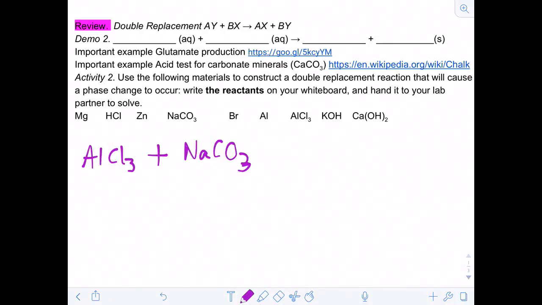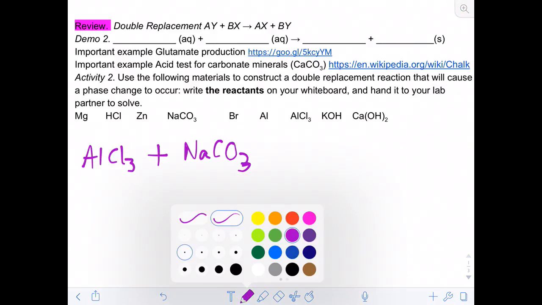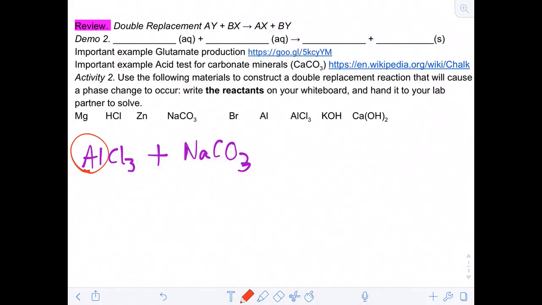The aluminum and sodium. Nice. All right. So aluminum would take sodium's place, and sodium would take aluminum's place, right? That's a double replacement. So what are the products? It would be sodium and chlorine.